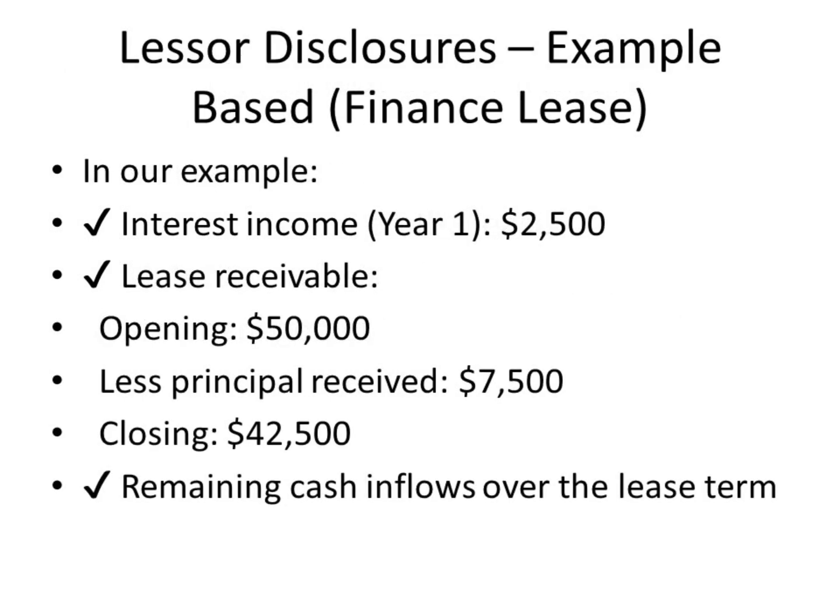In our example, interest income in the first year is $2,500. The lease receivable starts at $50,000, with $7,500 received as principal. This leaves a closing balance of $42,500. Remaining lease inflows are expected over the term of the lease.